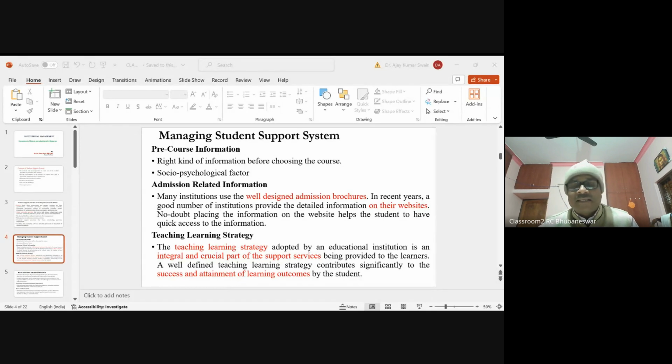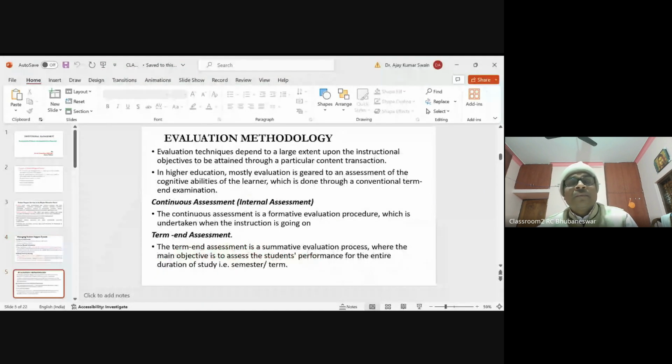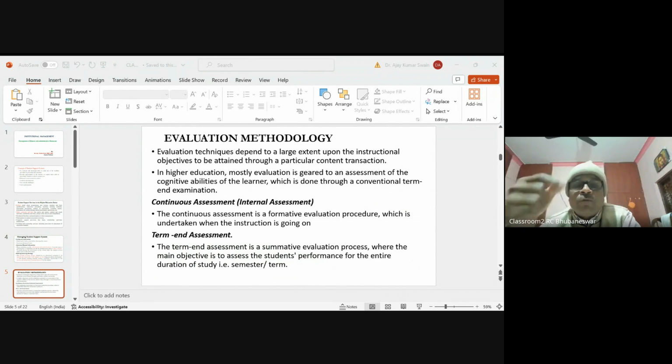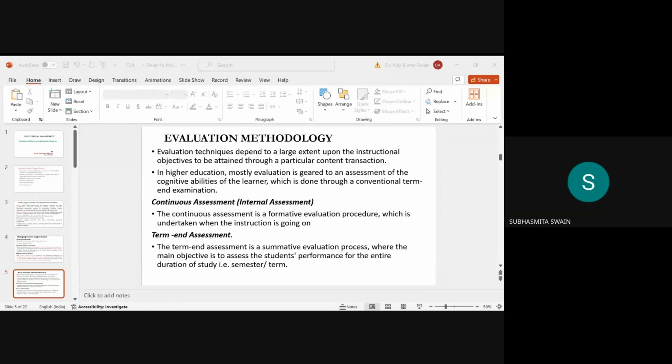Okay. So another is evaluation methodology. What activity you do, that must be evaluated. When we assess our students, we have to follow in a higher education distance mode two types of evaluation process. What are those two types of evaluation process? Formative, summative.